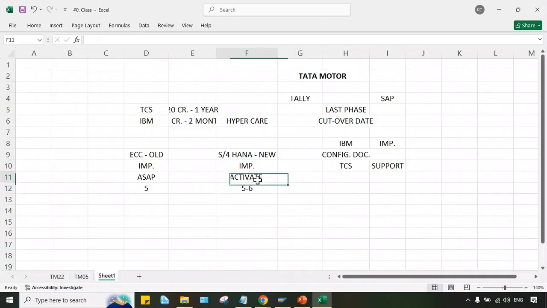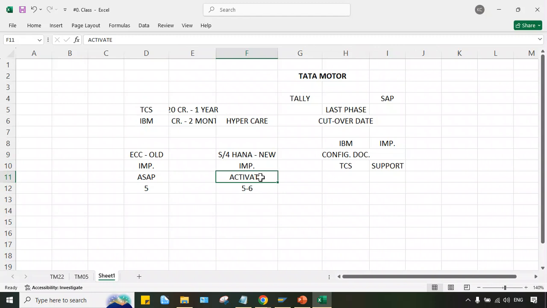So right now, Activate means if the implementation happens on S4 HANA, we have to follow Activate. And if the implementation was happening on the ECC version, we used to follow the ASAP methodology. Now again, there are no restrictions that you must follow the Activate methodology itself. In real time, I'll tell you guys, it depends upon the project manager how they want to proceed. There are no restrictions that you have to follow this one or that one. In whichever way they feel comfortable, they can go.